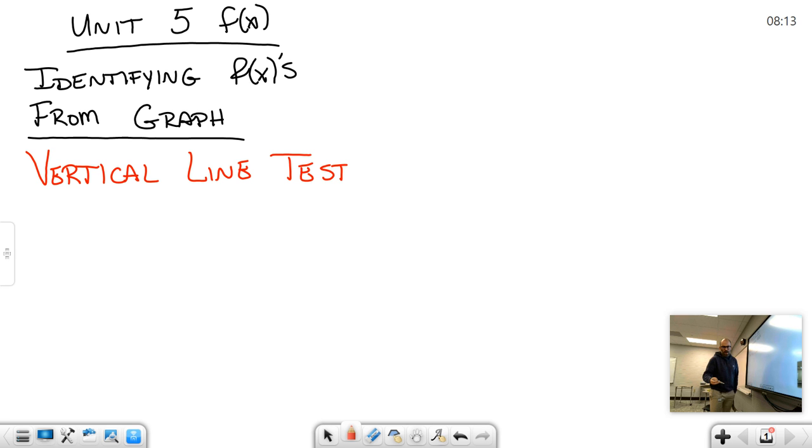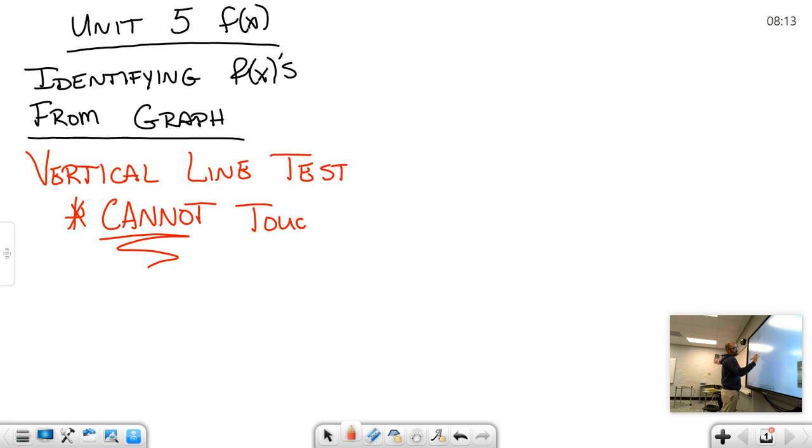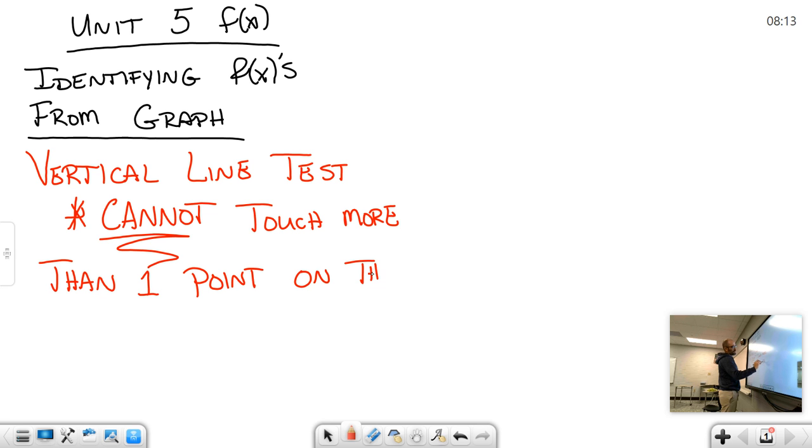So what this is on a graph, we're going to draw a vertical line. Okay, and if that line touches more than one point, it's not a function. Okay, so with the vertical line test, the one thing I want you to remember here is it cannot touch more than one point on the graph. And I'll show you what that looks like here in just a second. Okay, so it cannot touch more than one point on the graph.